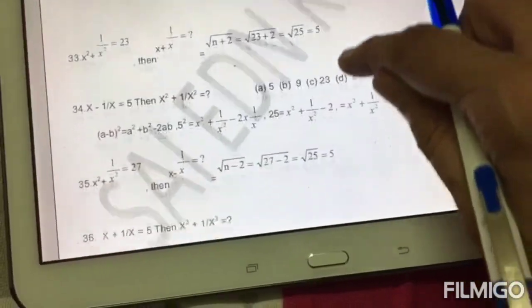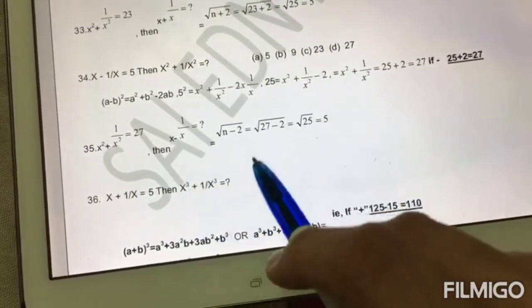33 and 34 are similar, so please do it by yourself. So is 35.